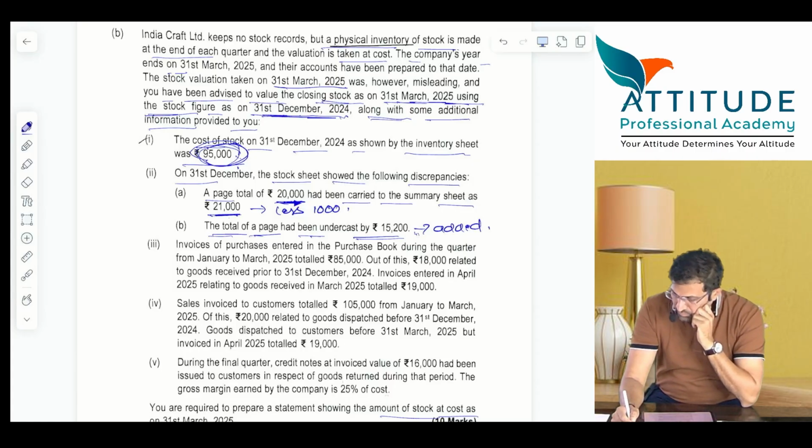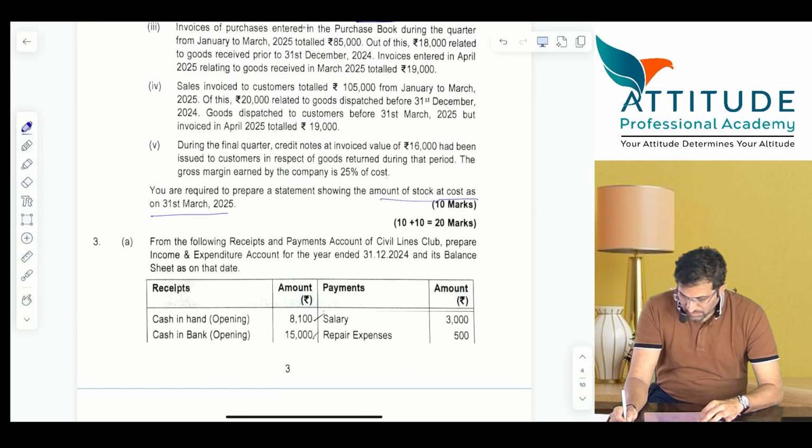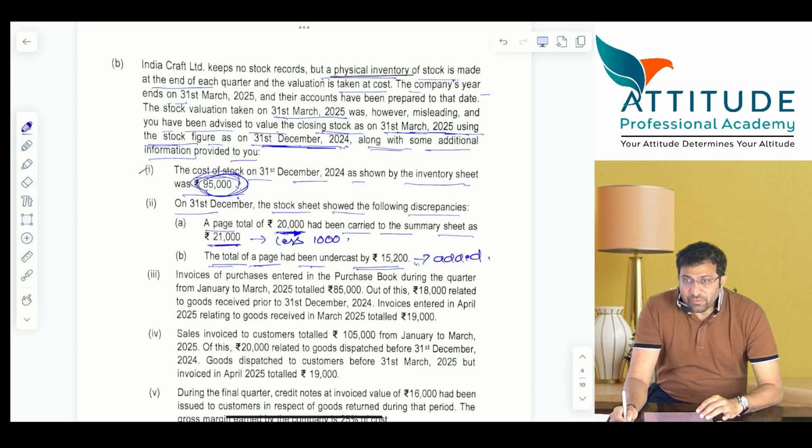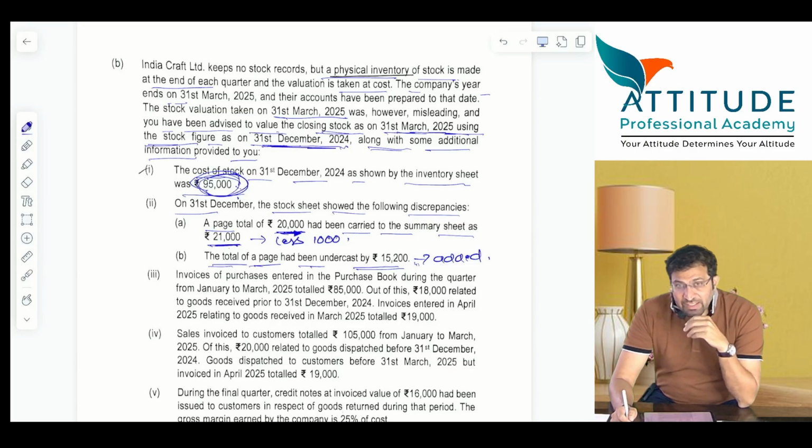First item. Overcast. Less, right there. First item, less. Overcasting of page total. Less, overcasting of page total. Show in bracket 21,000 minus 20,000. 1,000 in the outer column. Write 1,000 in the bracket. Less is minus. Okay. Are you getting it?